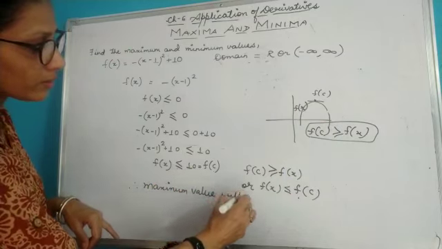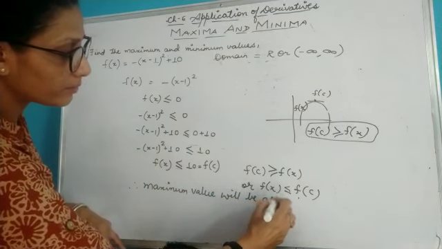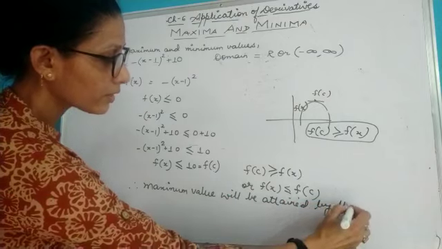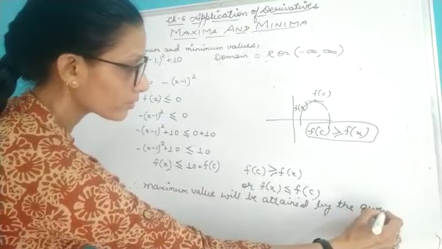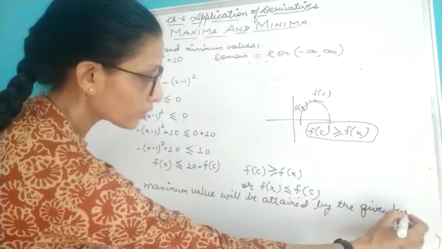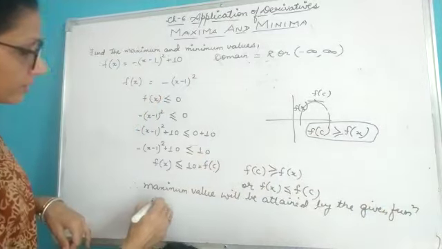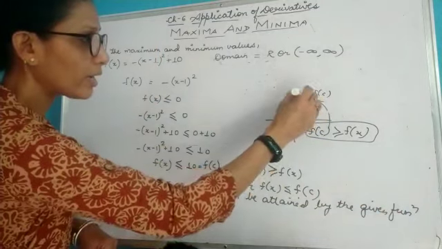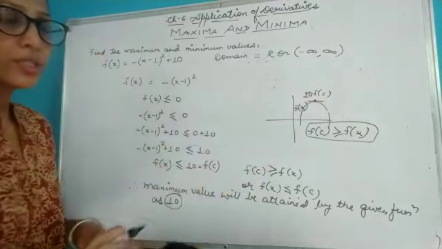will be attained by the given function as 10. That means 10 is the maximum value. 10 is the highest point of this given function.